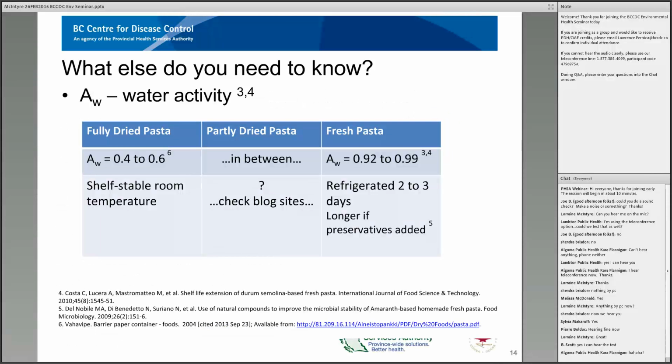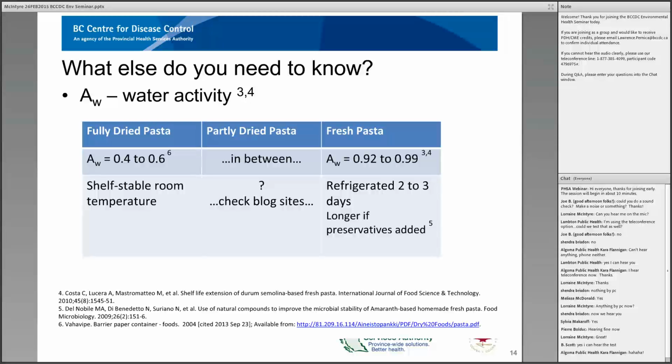Well, the next thing we need to figure out, or the criteria for pasta, is water activity. So fully dried pasta, that's the dry noodles that you get in boxes that can sit on your shelf for years. Their water activity is very low, 0.4 to 0.6, and they're considered shelf stable at room temperature. Fresh pasta, we were able to find some references on that. They are between 0.92 and 0.99, and usually you can only refrigerate them for 2 to 3 days, maybe a few days longer if you add preservatives.